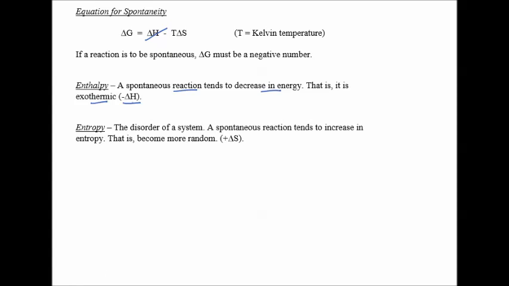A spontaneous reaction tends to increase in entropy. Entropy we discussed earlier in the year. It's a measure of disorder. So if a reaction becomes more messy, more disorderly, it becomes more random and tends to be spontaneous. More disorder has the term positive delta S.